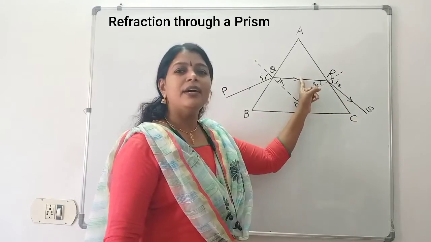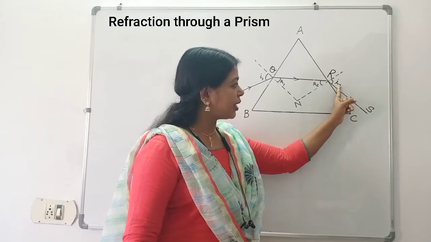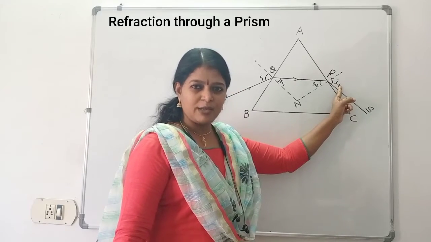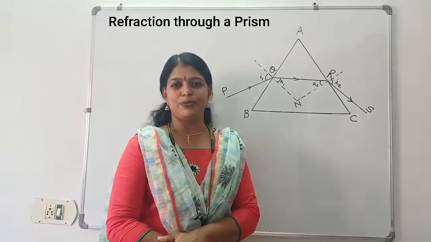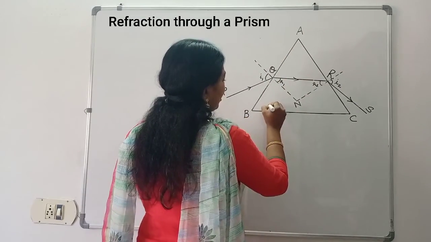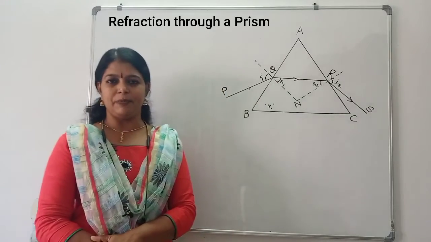This will be the refracted ray. So this angle can be taken as the angle of incidence I2 and this is the angle of refraction R2. Let N be the refractive index of the material of the prism.